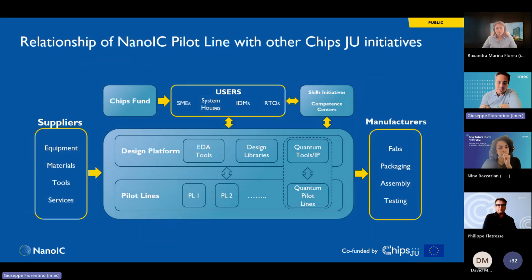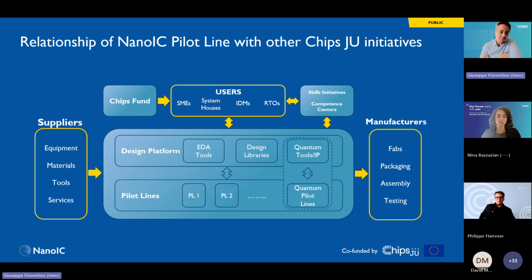Coming back to the slide that we saw before from Philippe, where are the pilot lines sitting in pillar 1 of Chips JU? Well, the pilot line, together with the design platform, are what I like to define as the engine of pillar 1, meaning the whole Chips JU must be supported by actions such as design, but also fabrication and R&D capabilities. That's what the pilot line stands for.